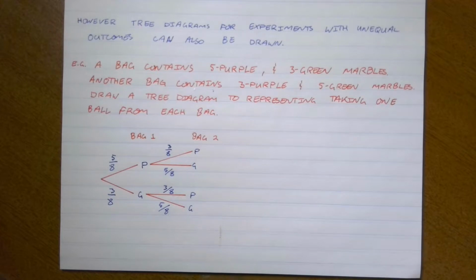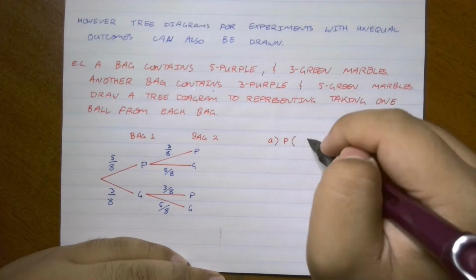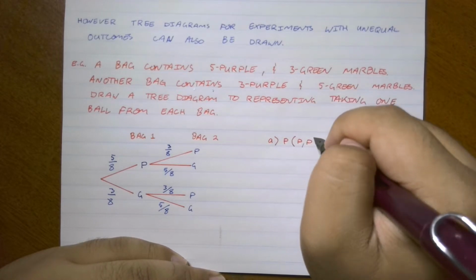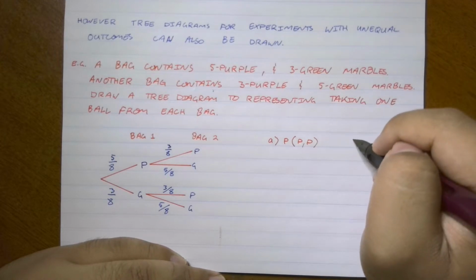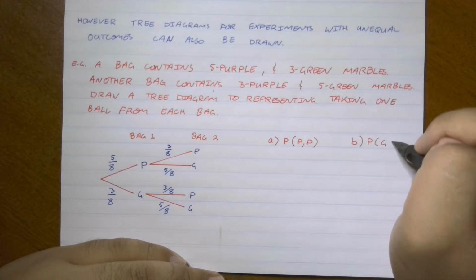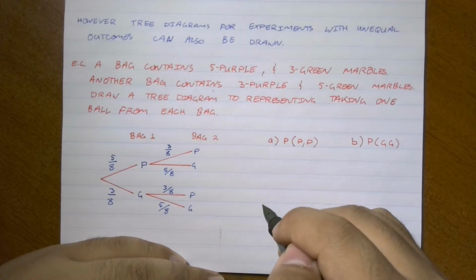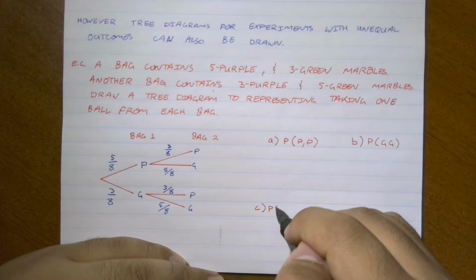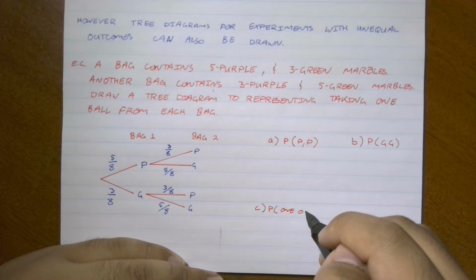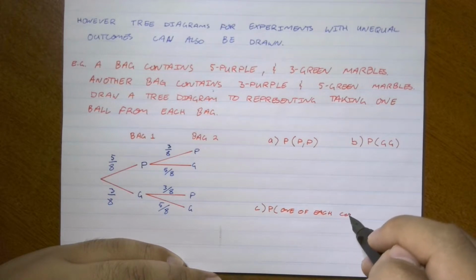Now from this we can calculate the probabilities of different results. So let's calculate the following. Let's calculate the probability of getting purple and purple, and then let's calculate the probability of green and green, and then let's finally calculate the probability of one of each color.